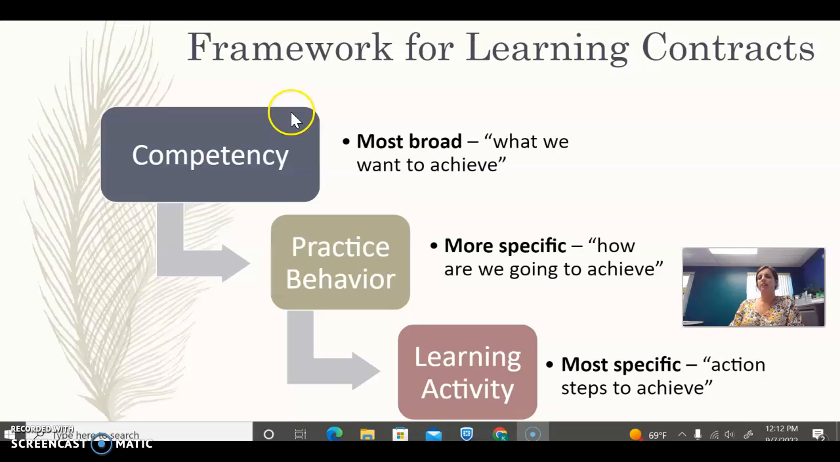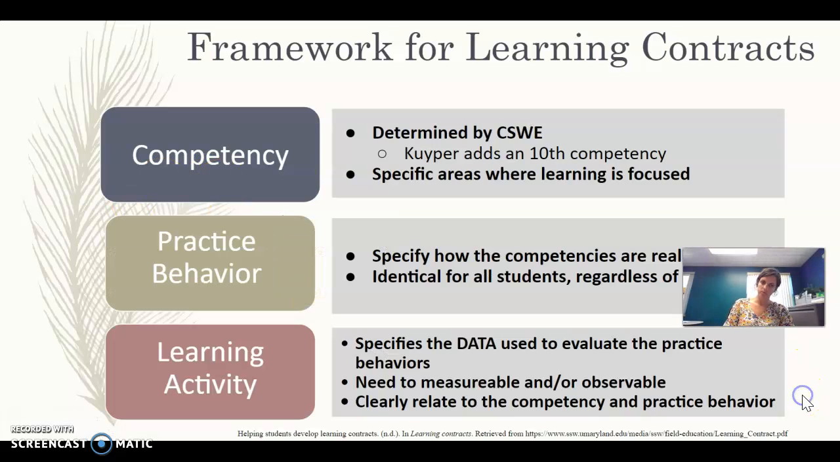So we'll have the competencies. There are 9 of them defined by the Council of Social Work Education. We add an additional one to reflect our value of the reformed worldview. And so those are the broad things that we're looking at. This is really what we want to achieve overall. And then the CSWE also does provide specific practice behaviors. There's usually about 2 or 3 attached to each competency. And then where the student and the agency and myself come in is we identify the learning activities. This is the most specific thing, and it's going to be specific to each site as well. But you identify a learning activity for each practice behavior. And then the goal is to evaluate the learning activity to show eventual competency in what they need to know. So again, very similar to SMART goals.